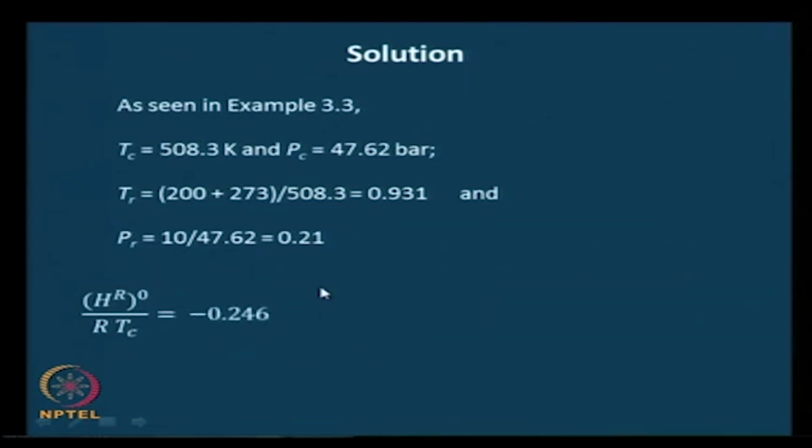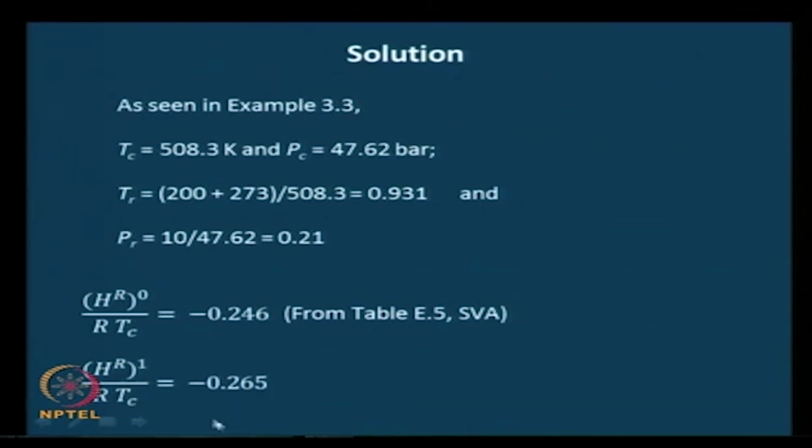Going to the tables in the appendices of the textbook, the value of HR 0 by RTC will be minus 0.246 from table E5, and the value of HR 1 by RTC would turn out to be minus 0.265 from table E6. Omega, as we have already seen earlier, was 0.665 from table B1 of the textbook appendix.